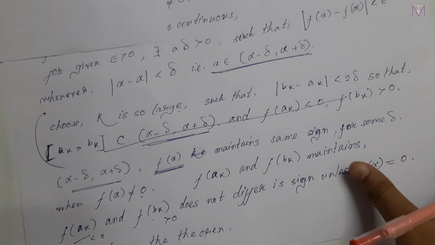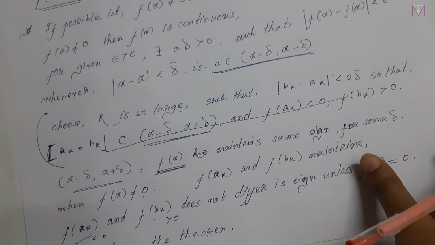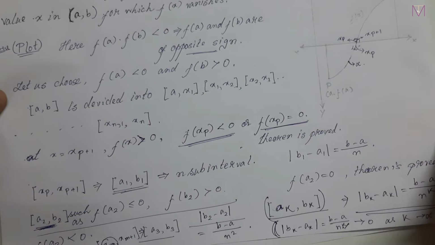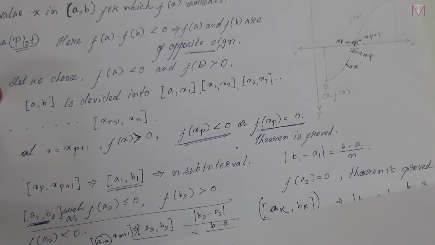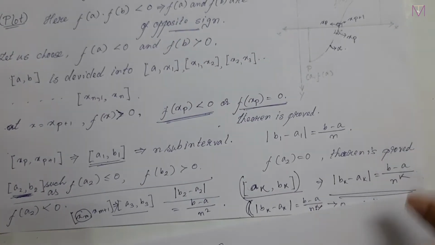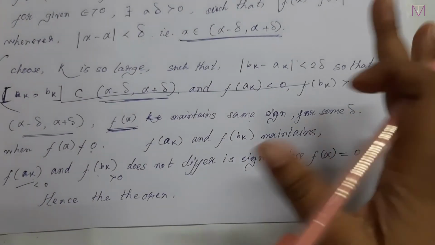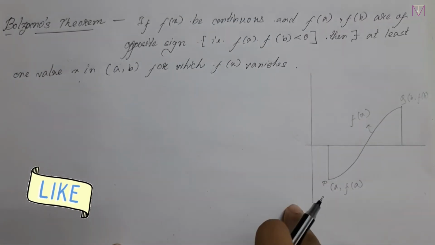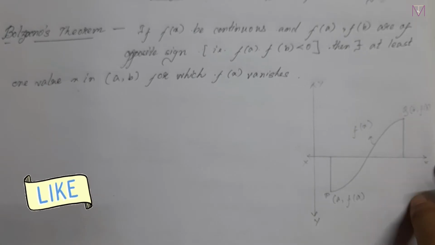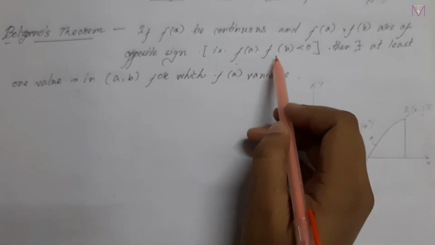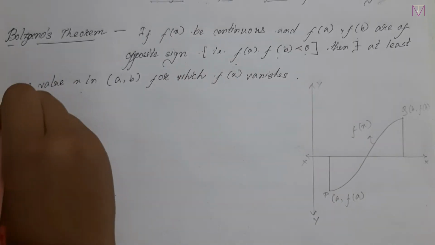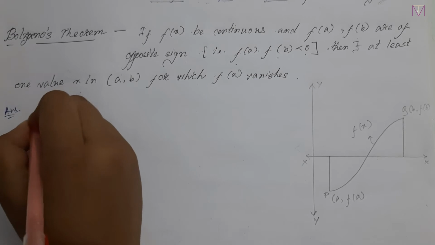So this was the plot, this one and this one. Now we will write our theorem from this plot. This is our theorem and this is the graph. So first we have to say that if f of a times f of b is less than 0, then f of a and f of b are of opposite sign. So let's write this.